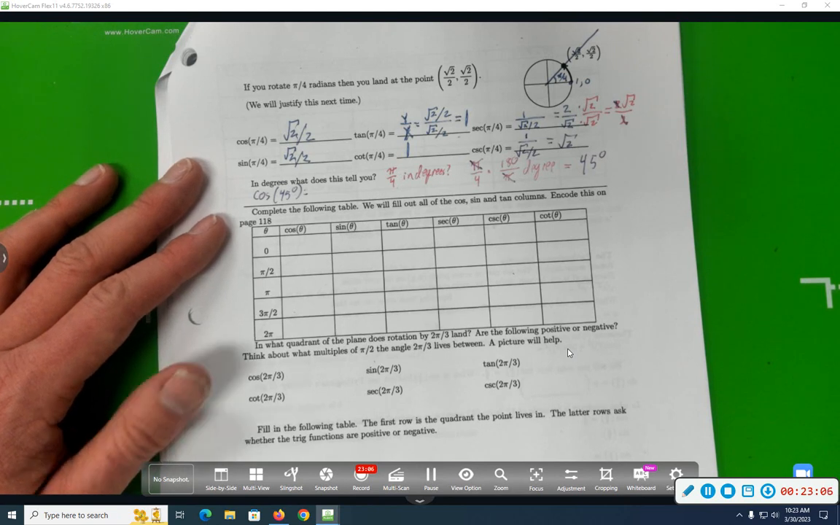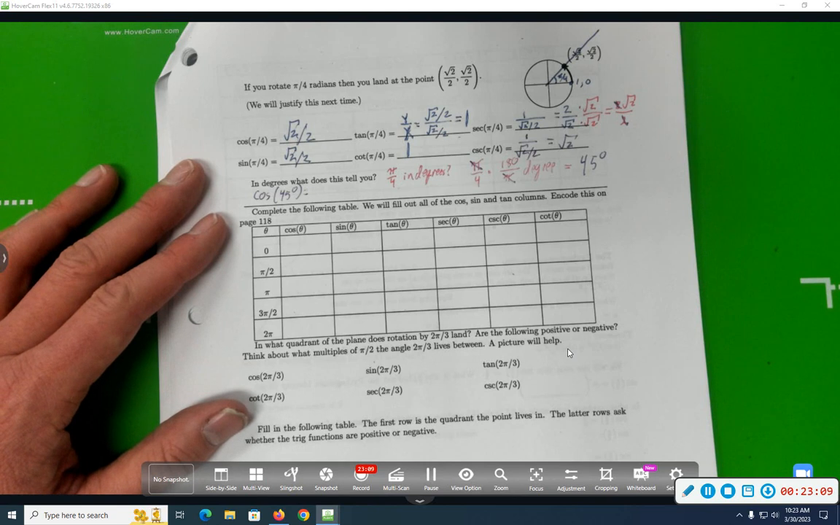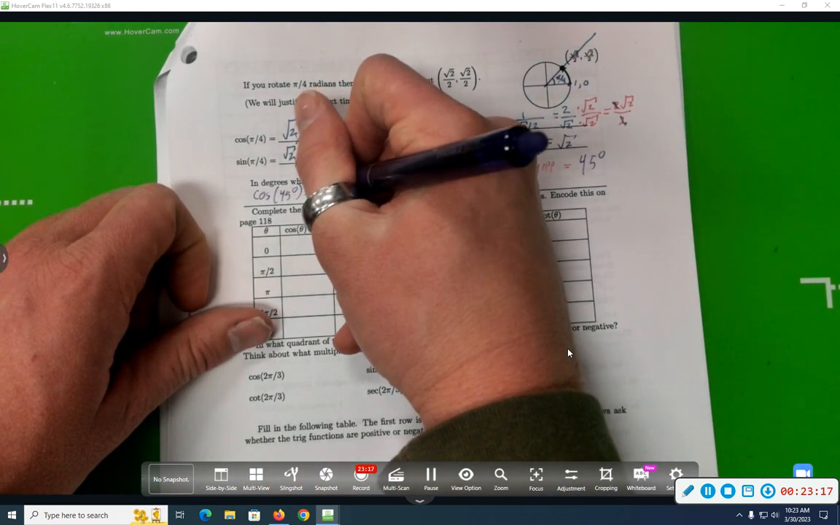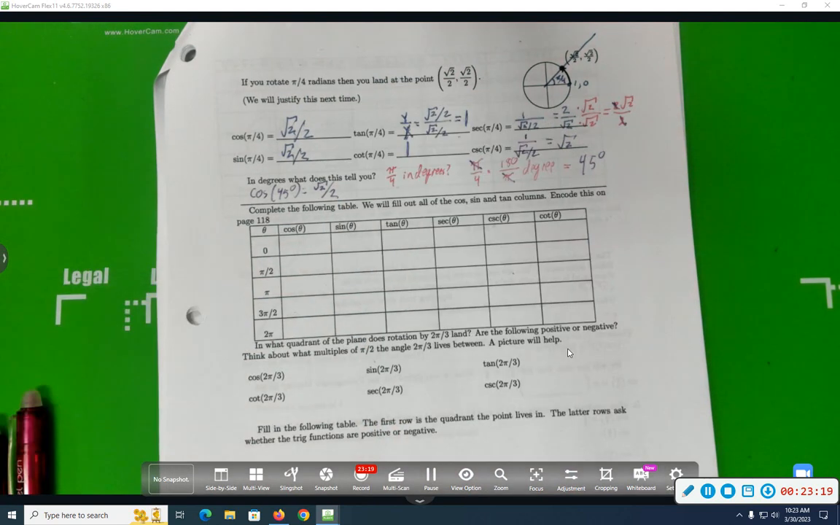Well, 45 degrees is the same as pi over 4 radians. And we've already computed cosine of pi over 4: root 2 over 2. This will be exactly the same as that. Neato. Folks feel pretty good?